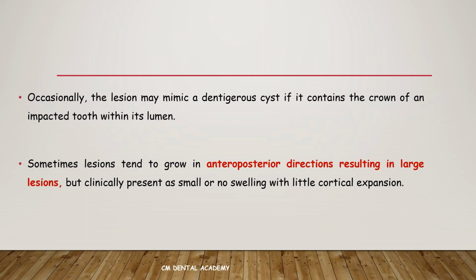Sometimes the lesion tends to grow in an anterior-posterior direction, resulting in large lesions, but clinically it might present as a small or no swelling with little cortical expansion. The direction of extension for this lesion is anterior-posterior. So clinically it may not show obvious signs like swelling or any growth, but it has already spread so much in the anterior-posterior direction, and it presents clinically with a small swelling.